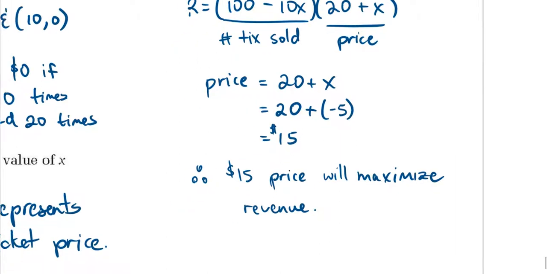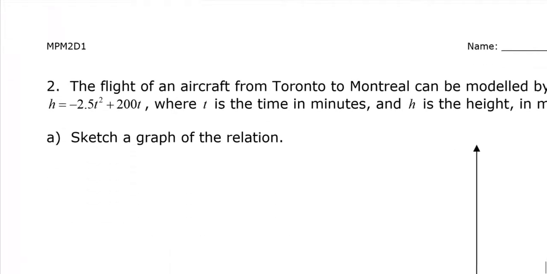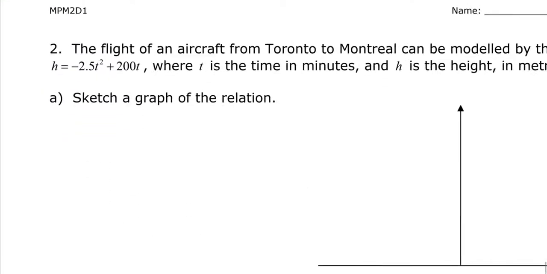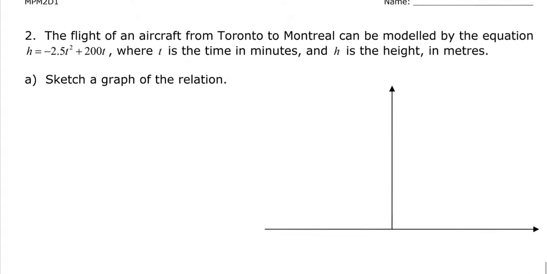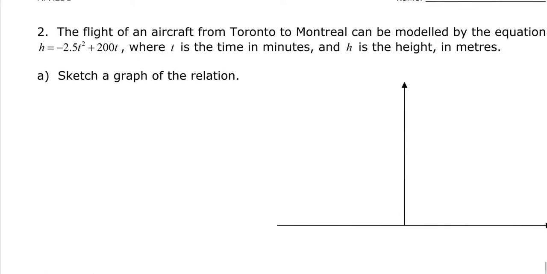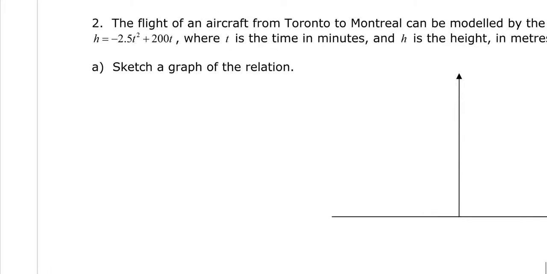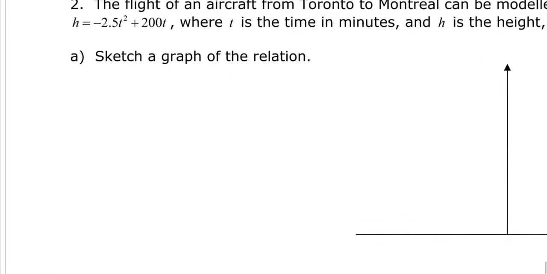Okay, let's look at one more example. Example number 2. The flight of an aircraft from Toronto to Montreal can be modeled by a quadratic equation, h equals negative 2.5 t squared plus 200t, where t is the time in minutes and h is the height in meters. Let's sketch a graph of this relation. Part A, we need to find the factored form to get more characteristics for a parabola.